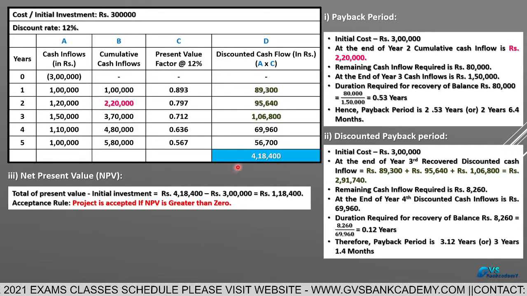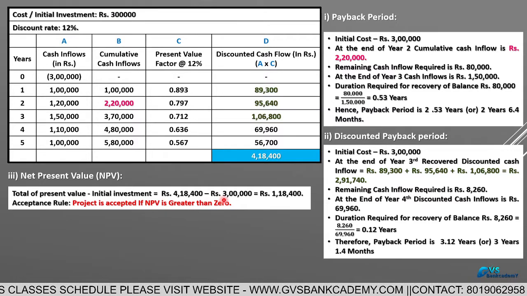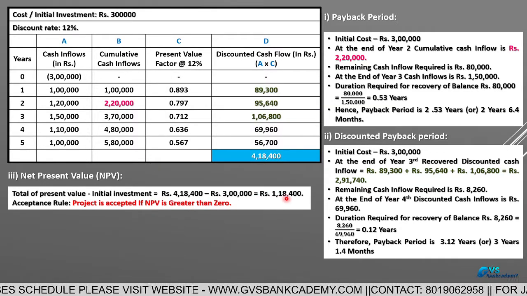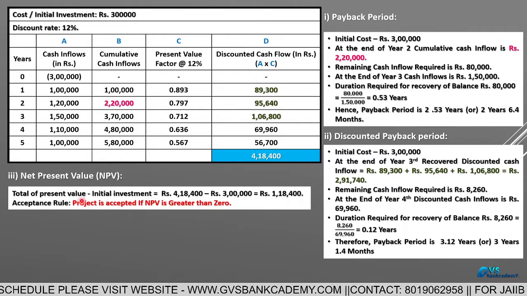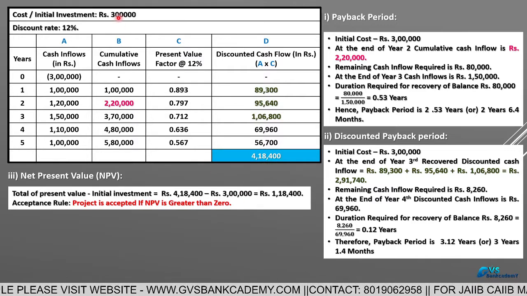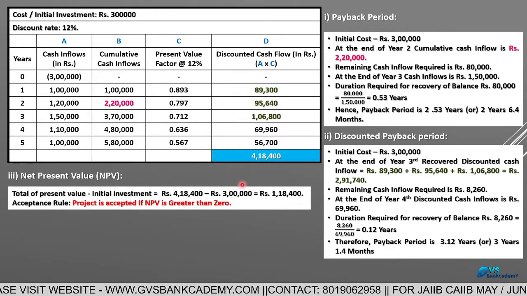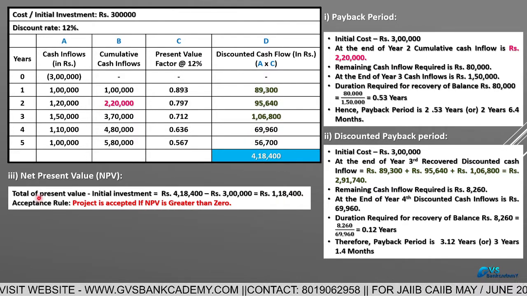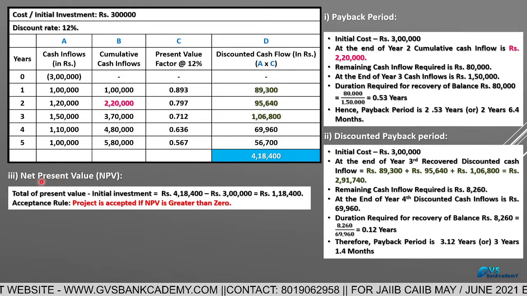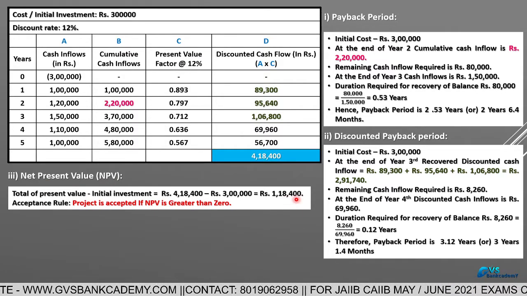Total of present value, that is 4,18,400, minus initial investment in the project, 3 lakhs. So the net present value is positive 1,18,400. Total of present value 4,18,400 minus initial investment, you will get 1,18,400. This is the net present value. In this project, the net present value of the project is 1,18,400.